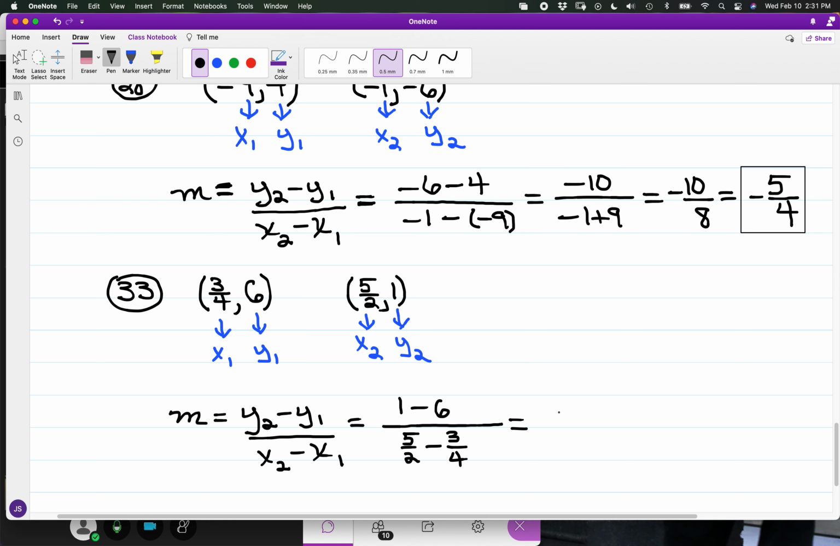So you have 1 minus 6. Okay, so this will be -5. Now, in order to combine fractions, we've got 5/2 minus 3/4. 5/2, if I convert in terms of fourths, we have 10/4. And 10/4 minus 3/4, okay, we're going to have 7/4 on the bottom.